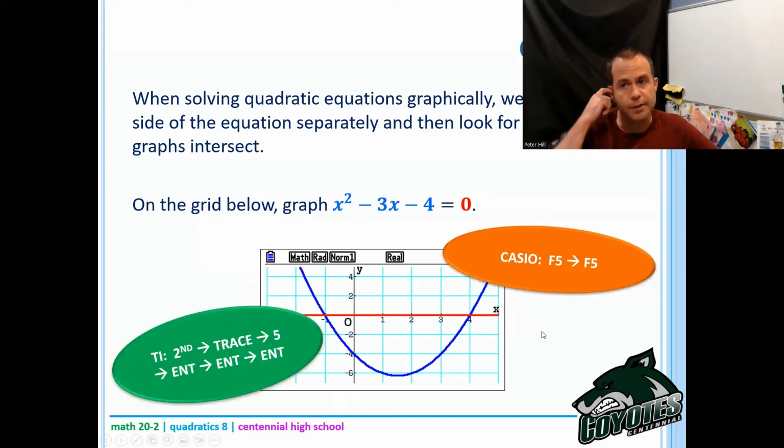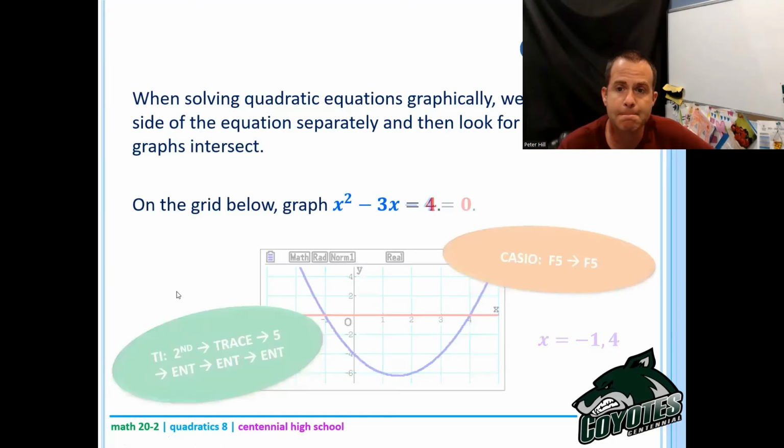Okay, so now just as a reminder, if you're Casio, you're going to go F5, F5. And if you're TI, you'll go second, trace 5, enter, enter, enter. And TI kids, you'll just have to do that twice, one for each of the intercepts. Okay. All right, and then we had X equals -1 and 4. Okay. So those are the solutions to the graph, just like we did by hand. Same solutions when we do them by calculator.